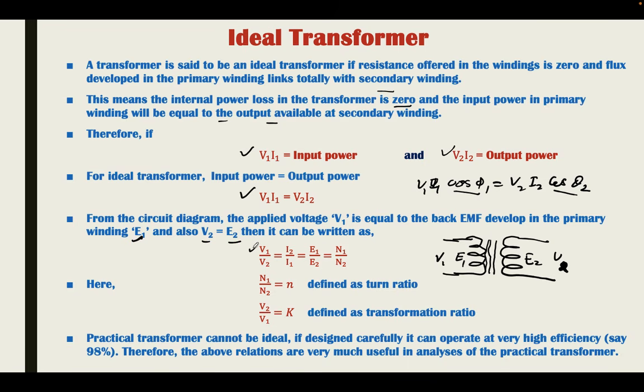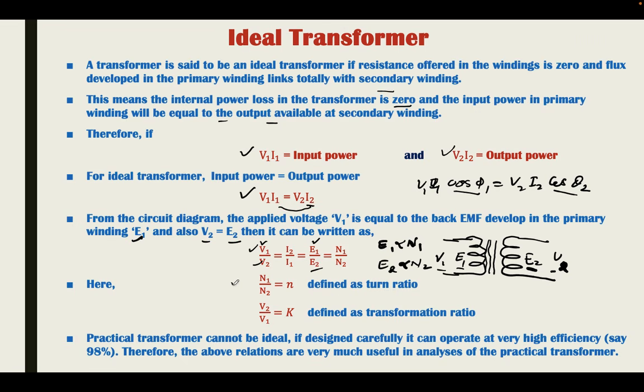Now, rearrange this equation, then it will be V1 upon V2. V1 upon V2 will be equal to I2 upon I1, because V1 and E1 both are equal and hence replaced by E1. V2 and E2 both are equal and hence replaced by E2. By the definition, we know E1 is proportional to N1 and E2 is proportional to N2. Therefore, we can say V1 by V2, I2 by I1 must equal E1 by E2, which is equal to N1 by N2.